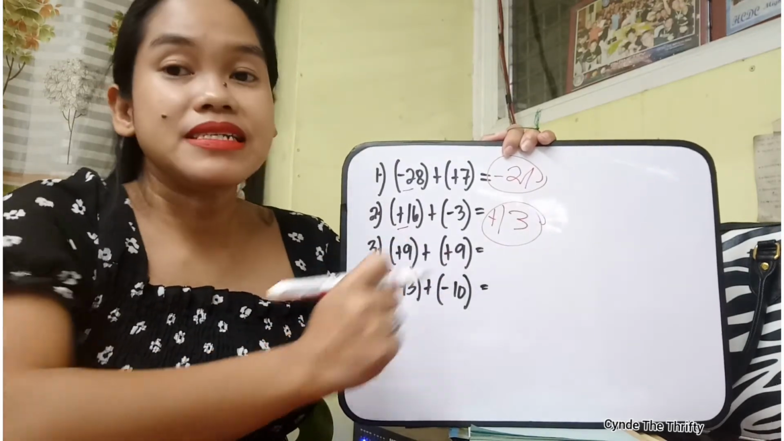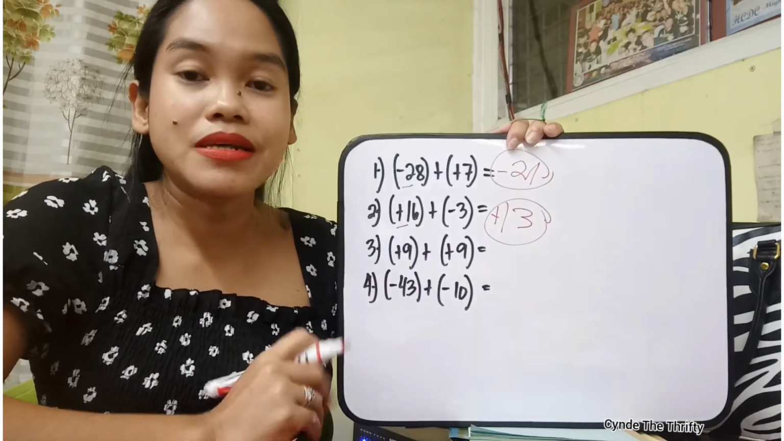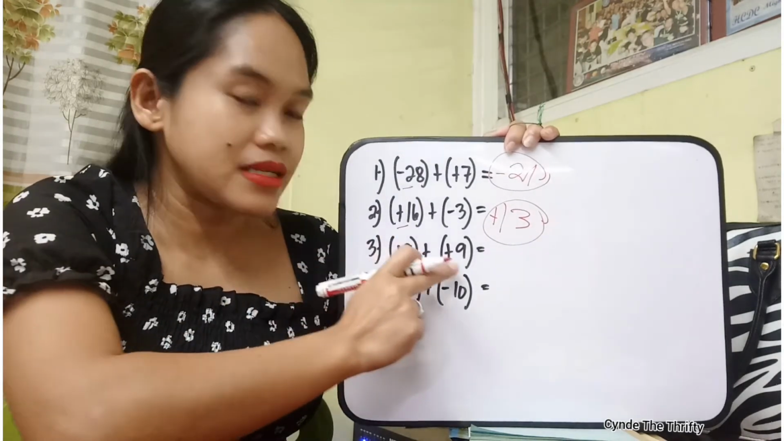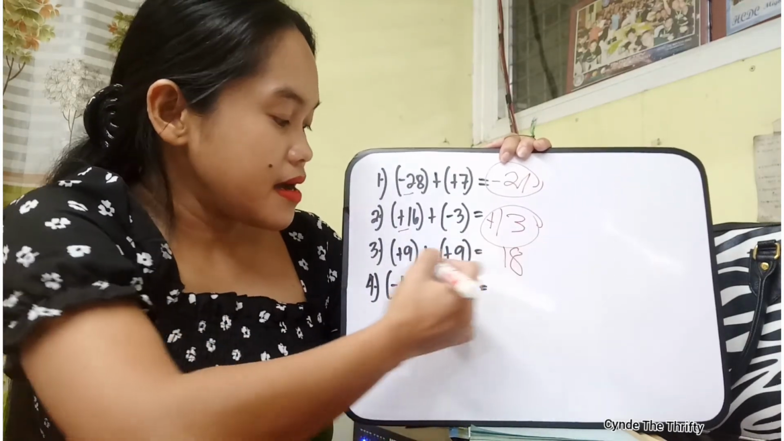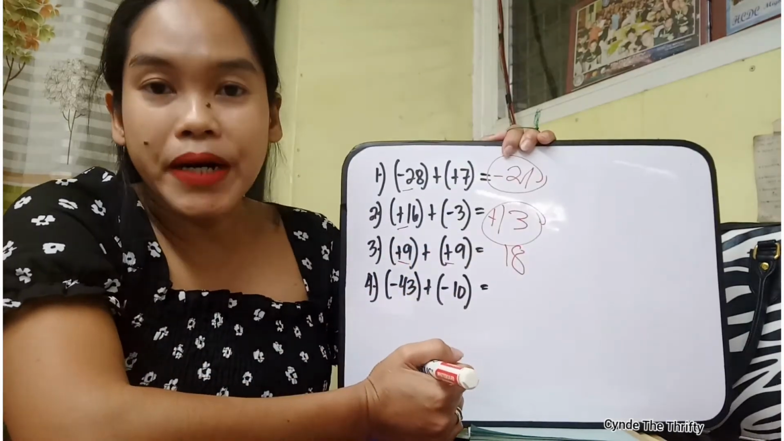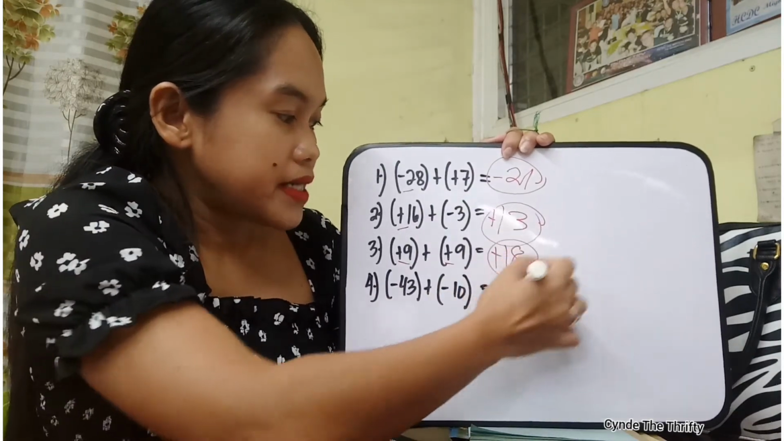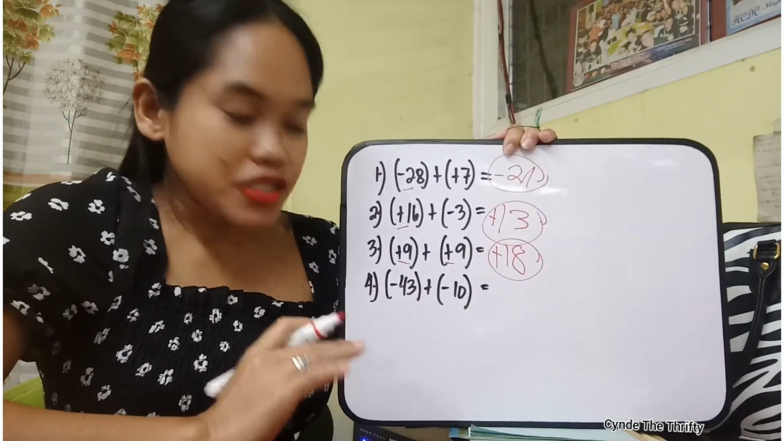Positive 9 plus positive 9, magkapareho yung sign nila. Ibig sabihin, i-add lang natin yung number which is 9 plus 9 is equal to 18. And pagkatapos, kokopyahin natin ang kanyang common sign which is positive. So, positive 18. Now, let's go to number 4.